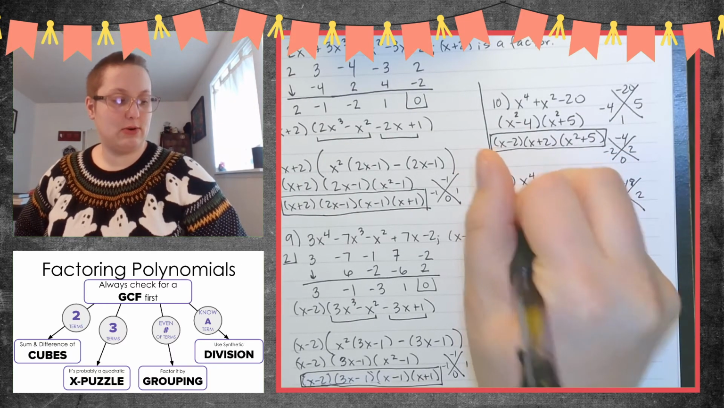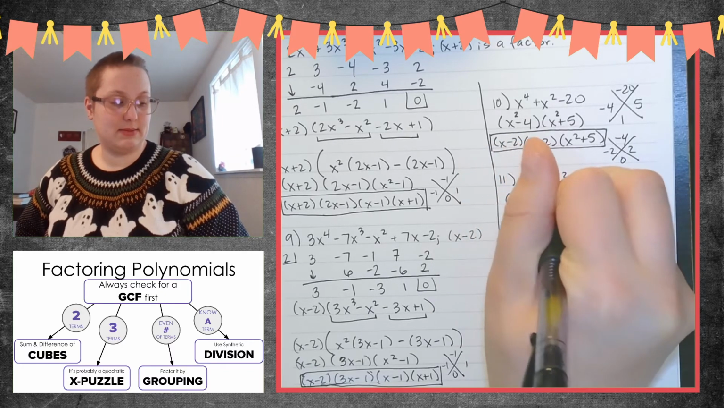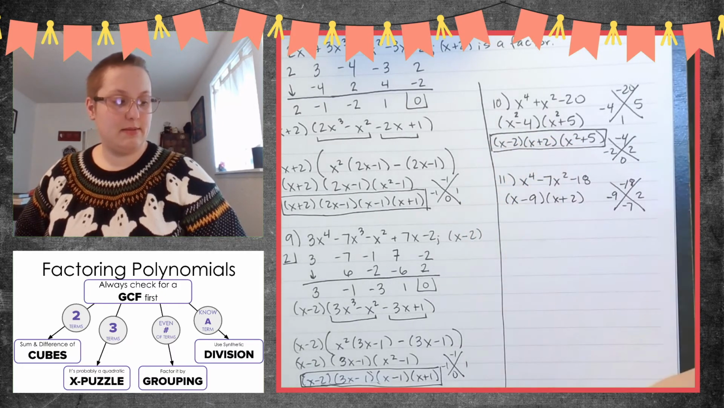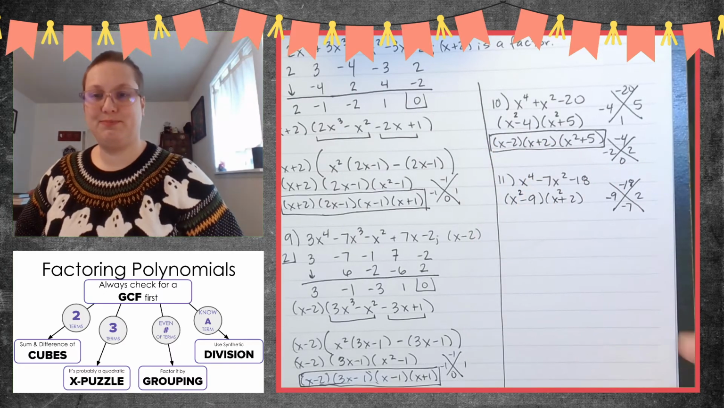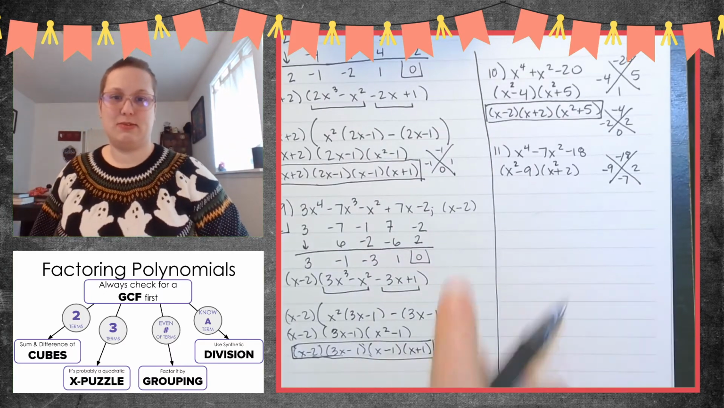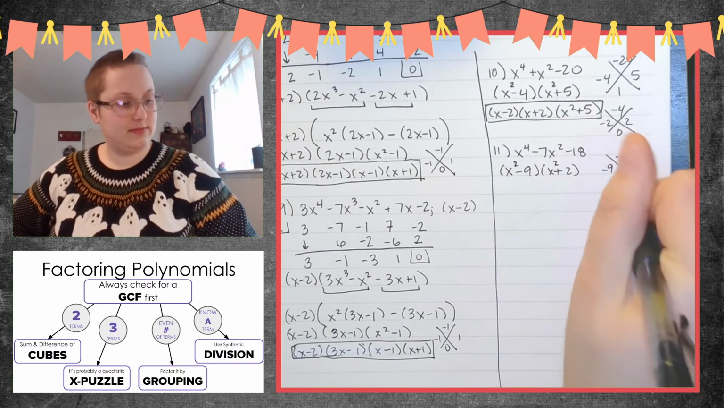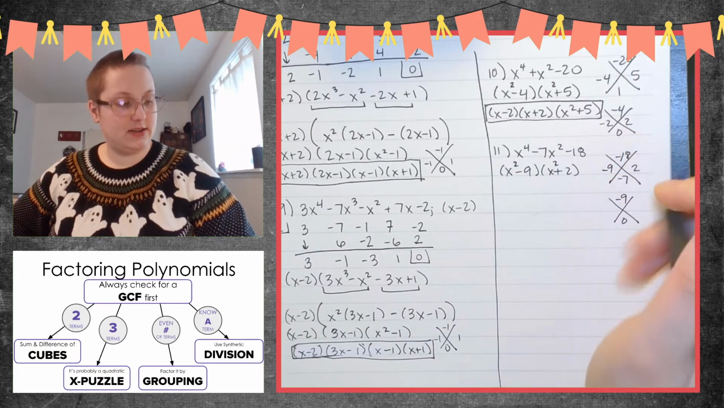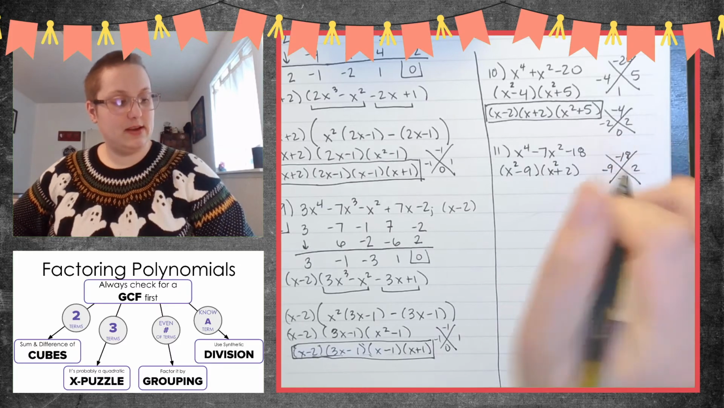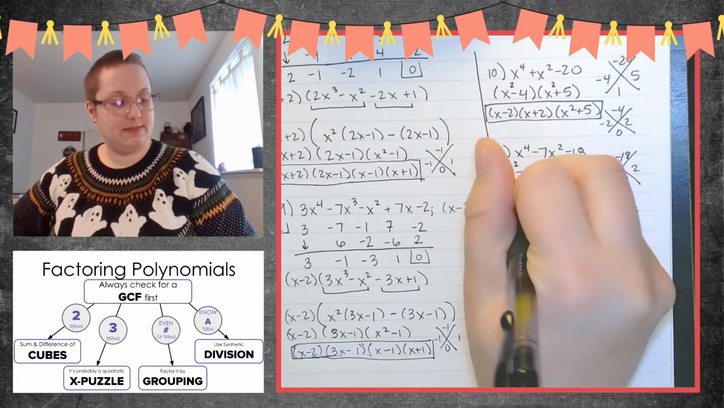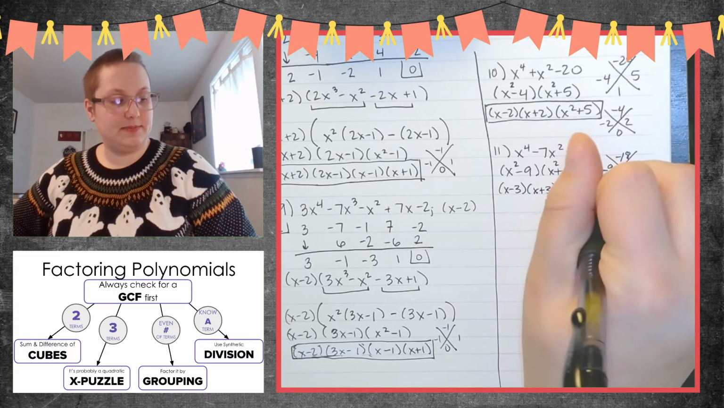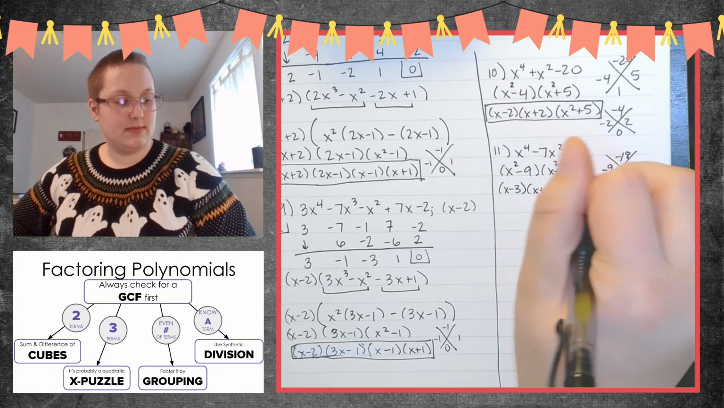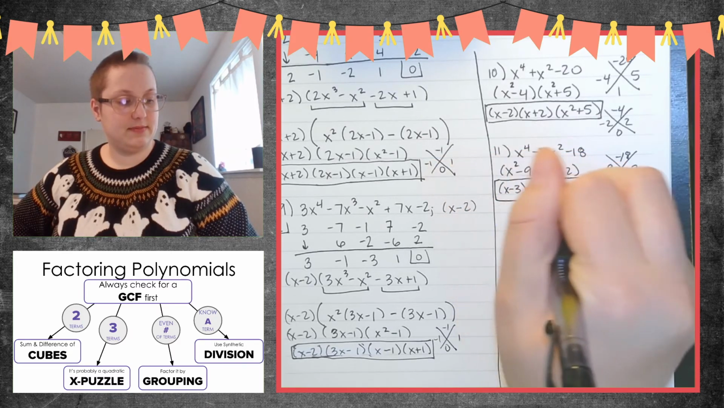So this would normally be x minus 9, x plus 2. But because it's squareds, then it's x squared minus 9 and x squared plus 2. Hey, x squared minus 9. That's another one we could do a little x puzzle for. So -9 and 0 would be -3 and 3. Which means this is x minus 3 times x plus 3 times x squared plus 2. Neat.